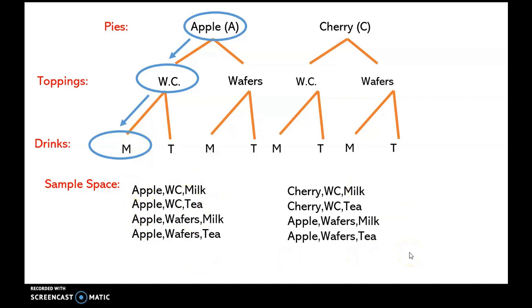Before I end the video, I just want to say that the point of a tree diagram is just to make finding the sample space easier. Because if you had to find the sample space and you didn't have some organized method of doing so, it makes it very easy to miss one of these combinations. And that's something we don't want to happen.